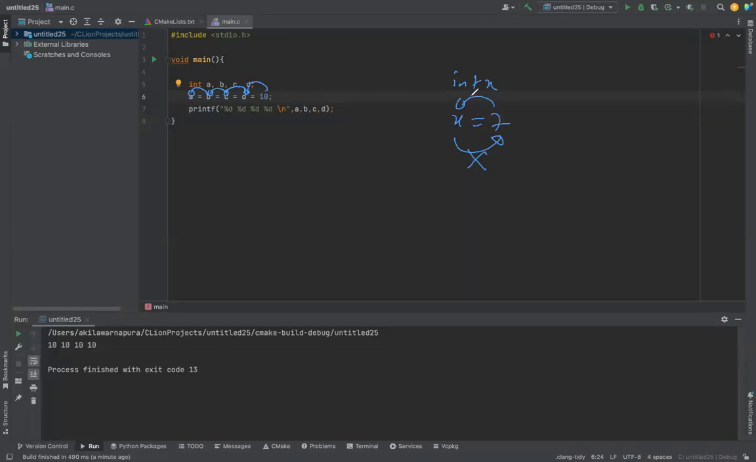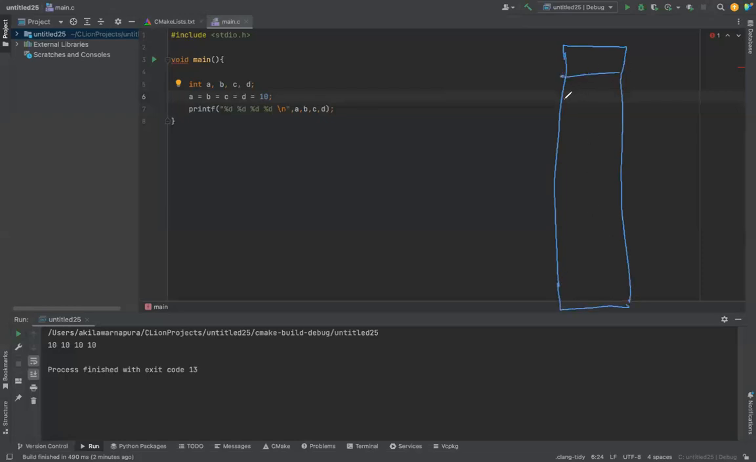So 7 is assigned to x. So here also, when you provide this kind of statement, the value is assigned from right to left. 10 is assigned to D, D is assigned to C, C is assigned to B, and B is assigned to A, and you are asking what happens inside the RAM. So when you provide this kind of thing, there are memory slots available. Okay.